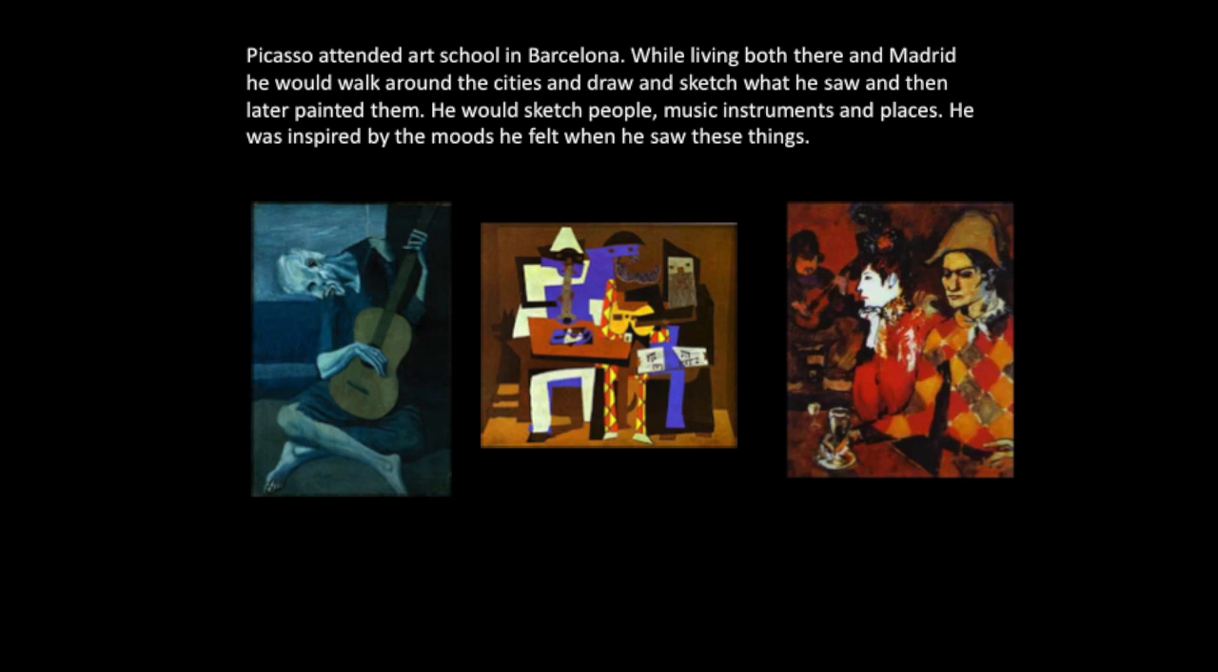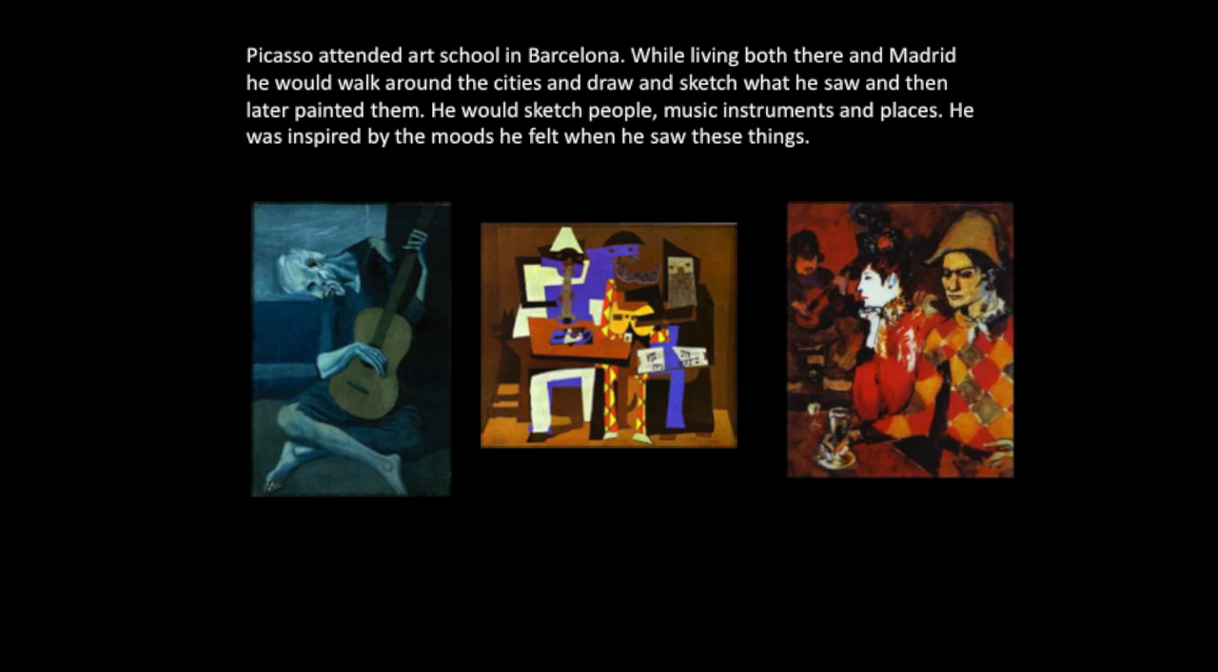Picasso attended art school in Barcelona. While living both there and in Madrid, he would walk around the cities and he would draw and sketch what he saw. And then he would go back to his studio and he would paint them. He would sketch people, musical instruments, and places. And he was inspired by the moods he felt when he saw things. This is something that's very important. Picasso's pictures and paintings and artwork are very heavily influenced by emotions and things that he would feel when he would see these things.